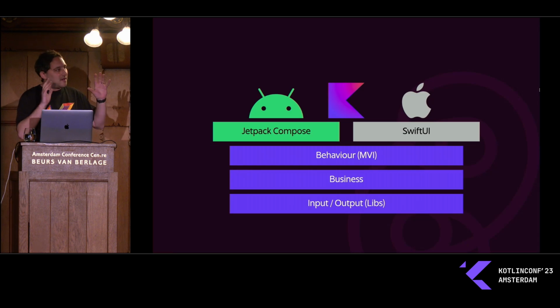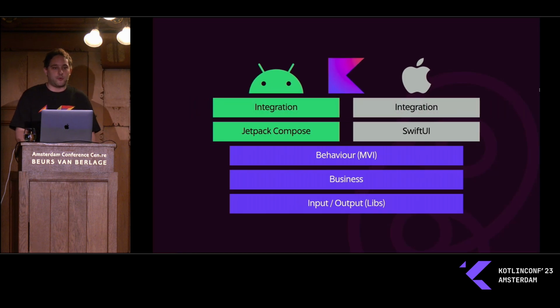But that's not the full story here. What you also need to do to have a quality application is to provide integration with the platform. That means notification, background work, deep integration, and all that. And that cannot be abstracted because this is deeply dependent on the platform.